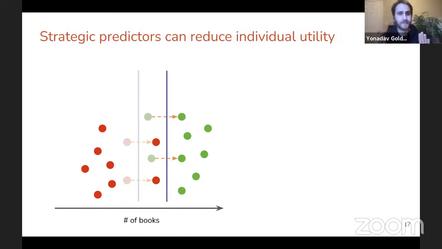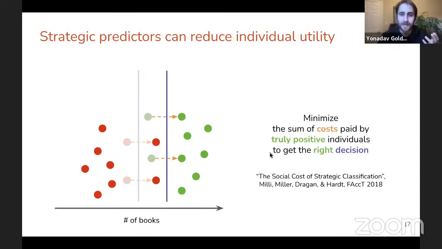And so in some sense, you're still making a perfectly accurate decision. Everyone is classified on the side that they should be. But one thing you'll notice is that these orange arrows, people have now spent a ton of money on books only to get exactly the same result. So a work by Milli, Miller, Dragan, and Hardt from this conference in 2018 really highlighted the extent to which we are forcing everybody to pay costs for this gaming if we want to still be accurate. And in particular, the really normatively problematic thing is we're forcing people who we think are qualified for this fellowship to pay greater costs just for us to acknowledge the decision that we would have made anyway if the system had been totally obscure. And so this is a real trade-off that we're having to make here.